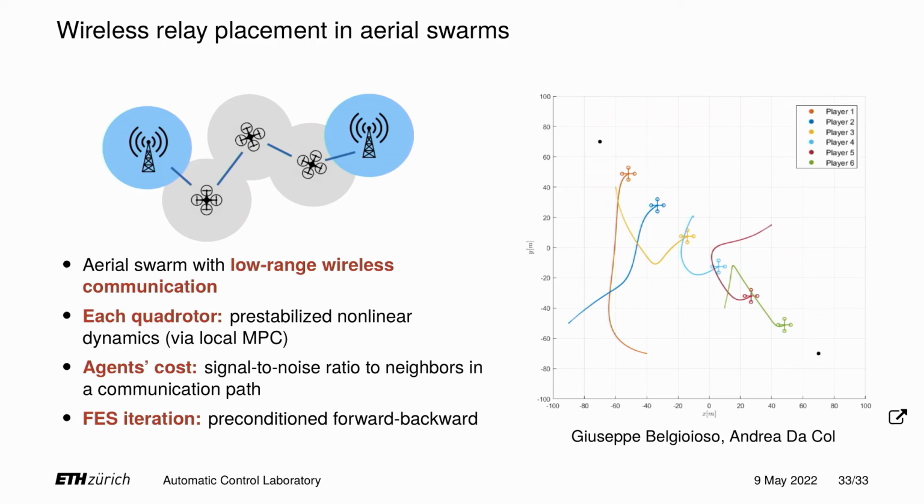This is the example application where we try to apply this feedback equilibrium seeking idea. That's a swarm of wireless vehicles that can communicate to the neighbors, but with a low-range wireless communication. Following the entire paradigm I just told you about, each of these has been pre-stabilized locally by a local MPC, and their cost is the signal-to-noise ratio to their neighbors, right? So there is a communication path they're trying to establish, and they need to dispose themselves in a configuration that allows the best communication.